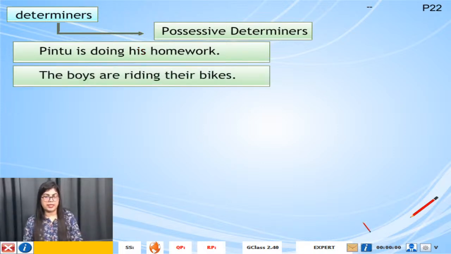So the boys are riding their bike. So here, the boys are riding their bike. So who is it talking about? Their. Yes, it is talking about the boys. Okay.